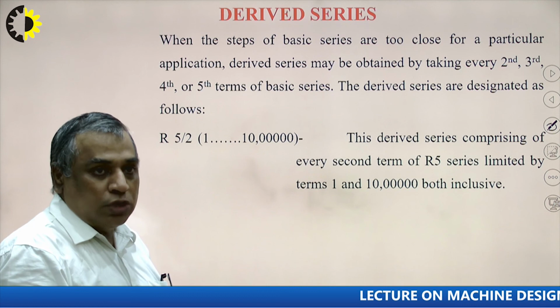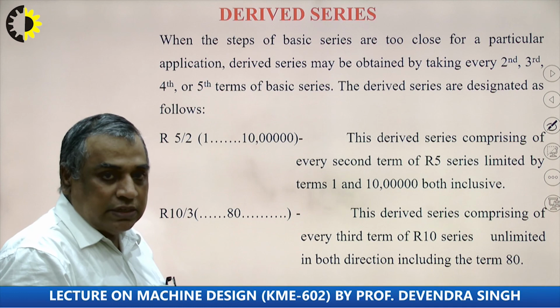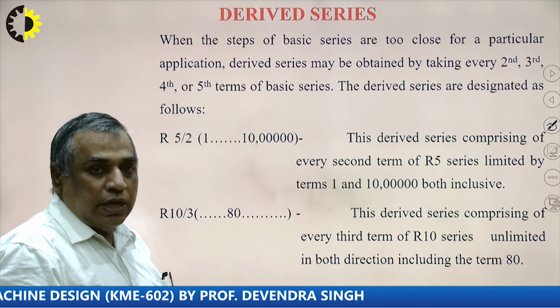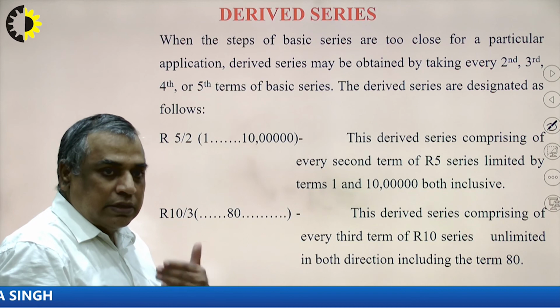Similarly, R10/3, the R10 series is the basic series, and this derived series comprises every third term of the R10 series, unlimited, open in both directions, including the term 80 in between. If 80 is not there, suppose 75 is there and then 85, then we have to select 80. It is a mandatory requirement.